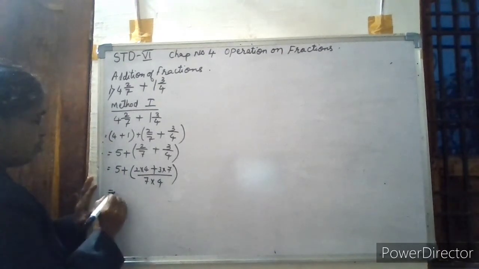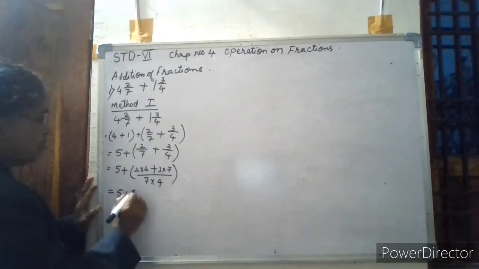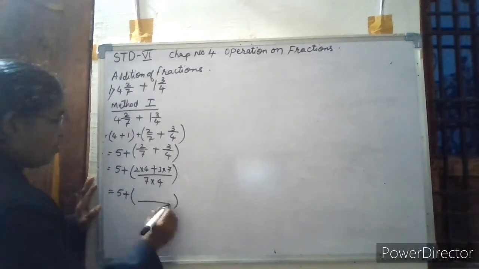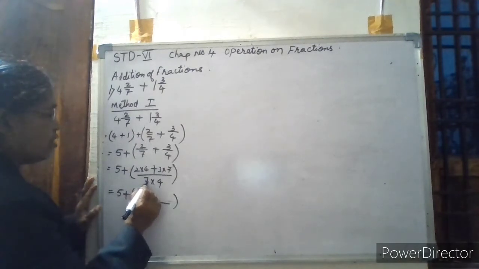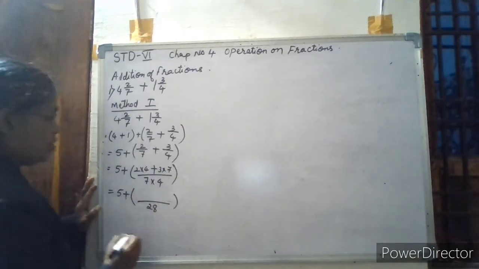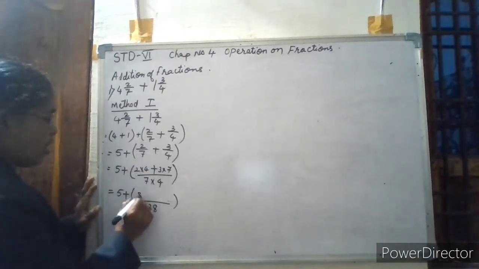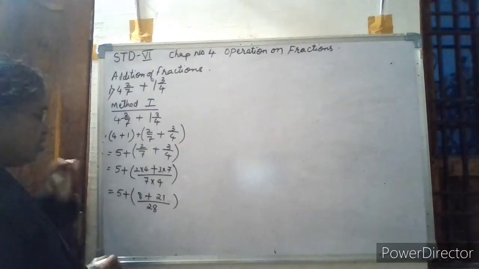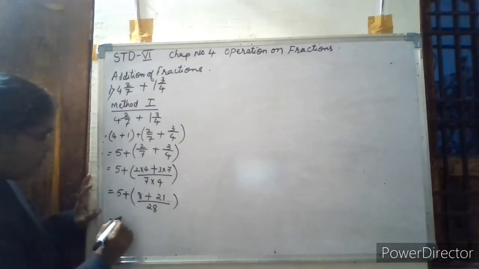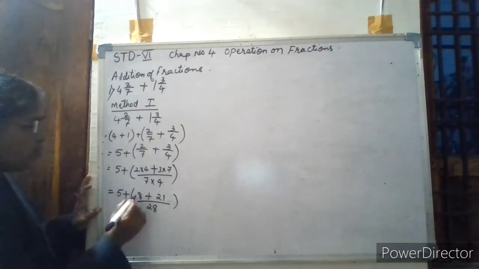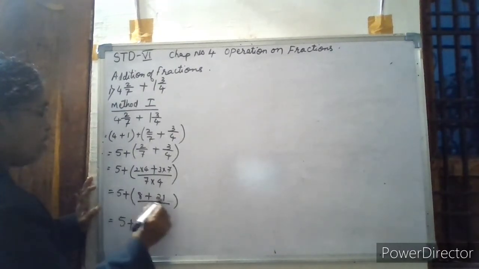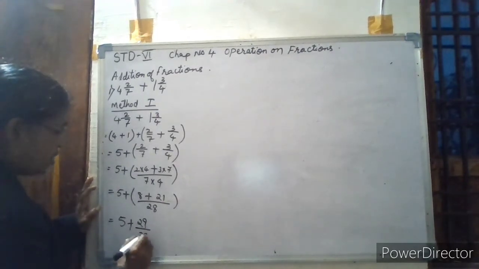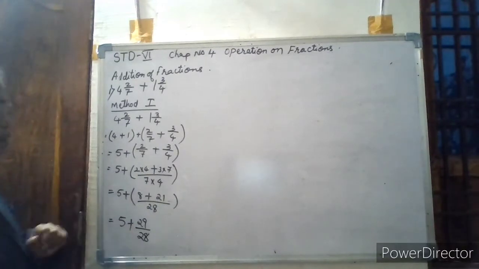This is equal to 5 plus, in the bracket, do all the multiplication. First one, denominator 7 4s are 28. Next, 2 4s are 8 plus 3 7s are 21. Now I have 5 plus, and now you add 8 plus 21 is 29. 29 by 28. This is an improper fraction.